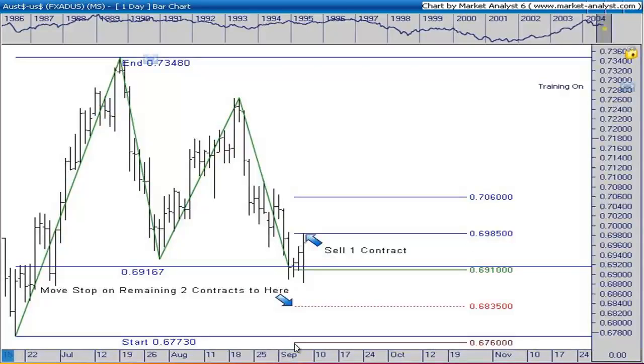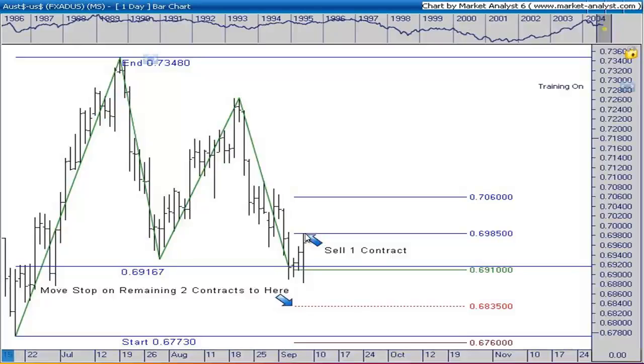We're not going to leave our stop on the 2 contracts down here at 67.60. We're going to move the stop up to here, to 68.35. So we're moving it up by 50% of our initial risk. It's at this point, after hitting the first target, that we've reduced our risk by 83%. That's a good number. So now that we've sold 1 contract here, we move up our stop.